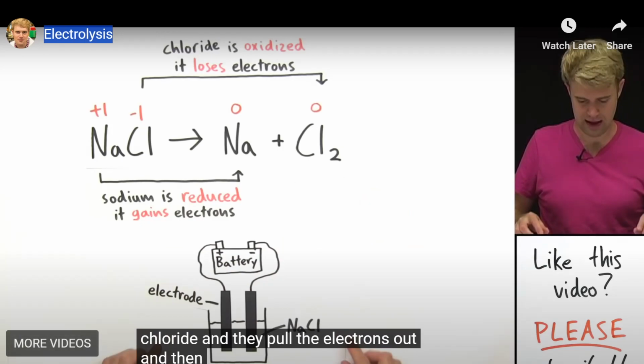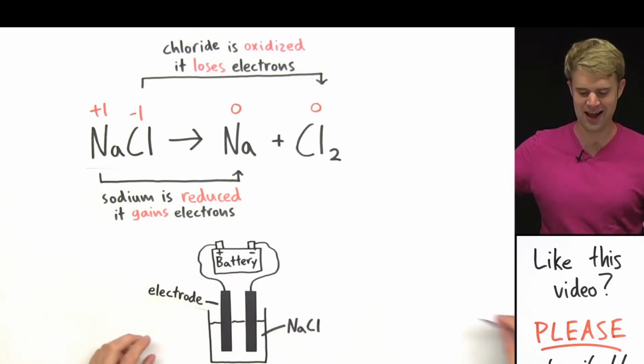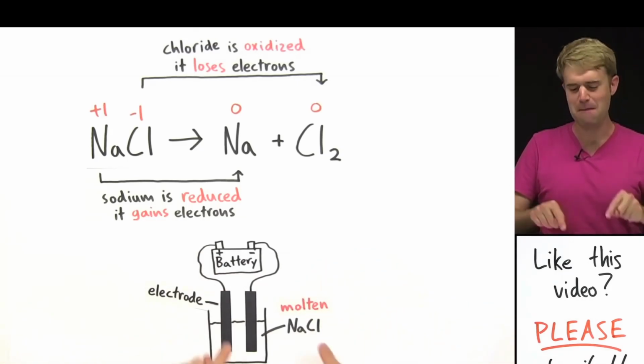Now, very often in an electrolytic cell, the electrodes are inert. Not 100% of the time. We'll look at some cases where they aren't, but very often they are inert, so they will not be involved in the reaction. So we're only going to be looking at the substance in the beaker. And then finally, the sodium chloride here is not just like the powdered table salt that you're used to from the kitchen. This has got to be molten, liquid, melted sodium chloride.